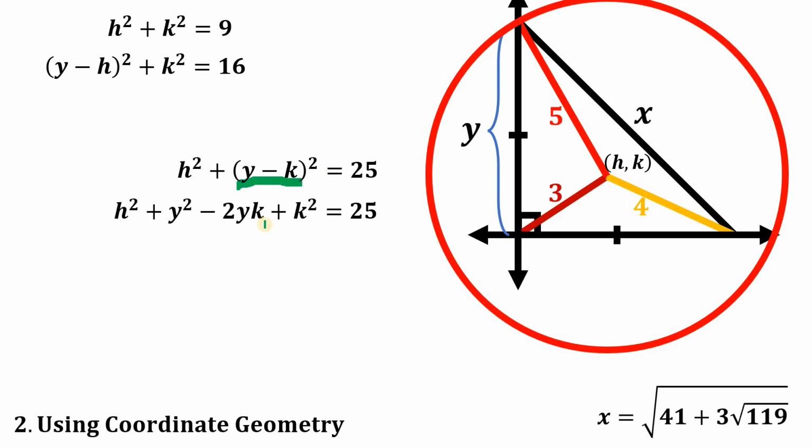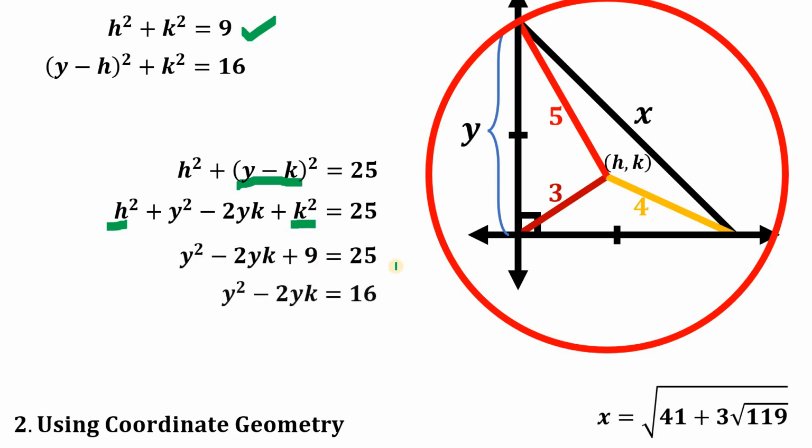This will give us y squared minus 2yk plus k squared. The rest are bring down. Now, we have here h squared plus k squared. And we know, using the first equation, h squared plus k squared equals 9. So the value of h squared plus k squared is simply equal to 9.